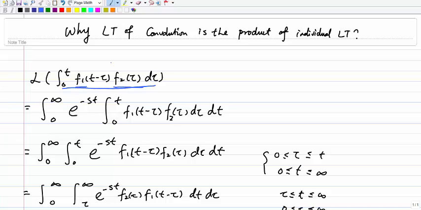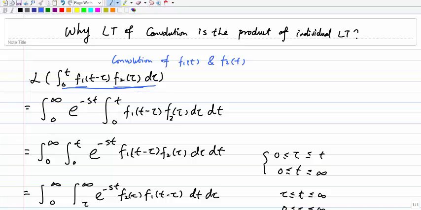This is a convolution of f1(t) and f2(t). That's the definition of a convolution. So it is the integration from 0 to t of f1(t minus tau) f2(tau) d tau. That's the convolution of two functions.